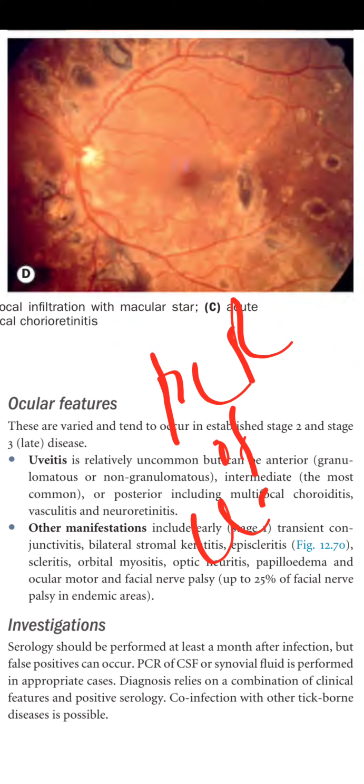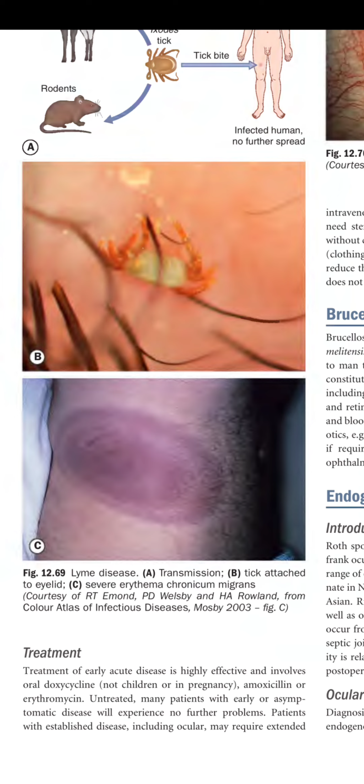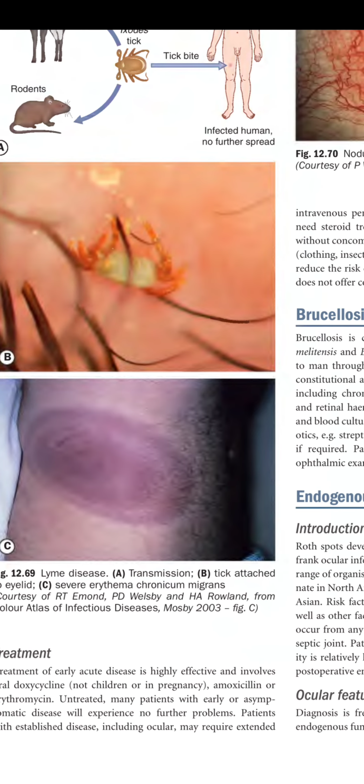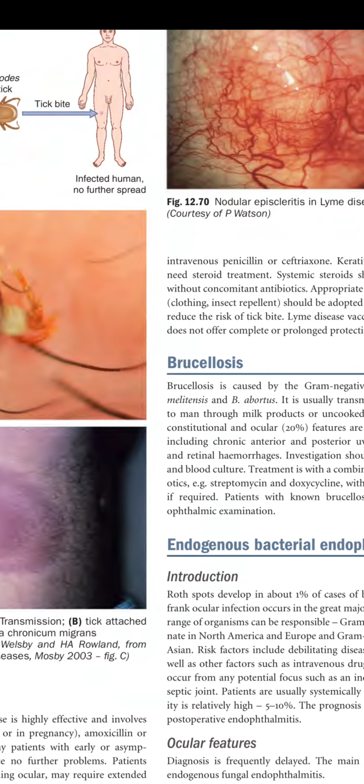Next, how do you treat Lyme disease? Doxycycline or tetracycline is basically the major course of treatment. Treatment of early acute disease is highly effective and involves oral doxycycline, but in children or in pregnancy you give amoxicillin or erythromycin. Untreated, many patients with early or asymptomatic disease will experience no further problems. Patients with established disease, including ocular, may require extended intravenous penicillin or ceftriaxone.